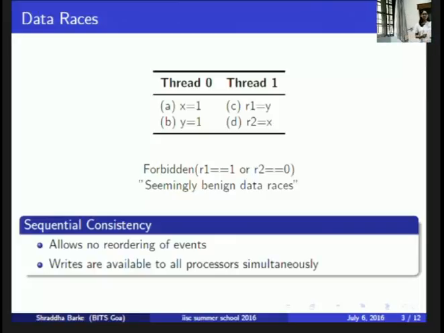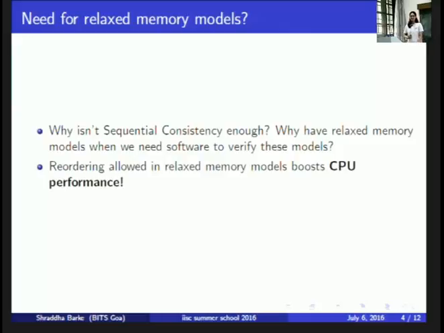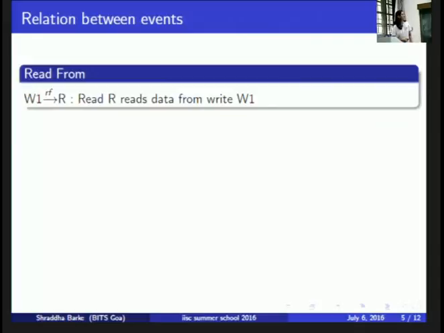So we need some software to test for these data races. Now, if we need software to test for relaxed memory models, why aren't we just happy with sequential consistency? Why do we need relaxed models? The reason is CPU performance. Certain instruction reordering and out-of-order execution optimizations can't be done by only sequential consistency. So we need relaxed models.